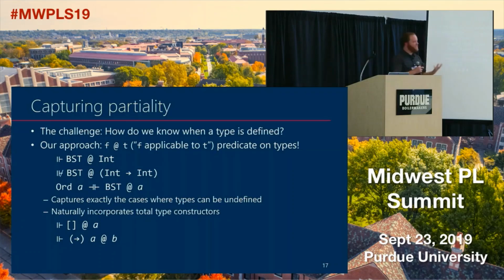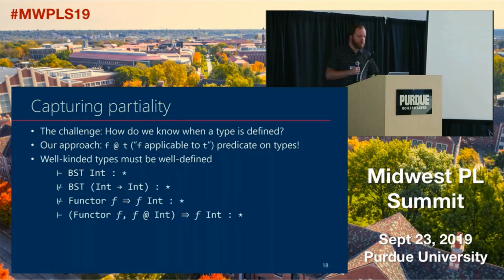So this captures exactly the cases where a type can be undefined, right? You don't have to prove that Int is a type, right? You don't have to, but you do have to prove that BST A is a type. This naturally incorporates total type constructors, right? So I can just say, hey, it's always provable that list is defined at A, right? And all of my total type constructors will just work, right? Those constraints will just go to say, arrow A, it's always defined, it's defined for arbitrary B. Okay, so we naturally incorporate total type constructors.